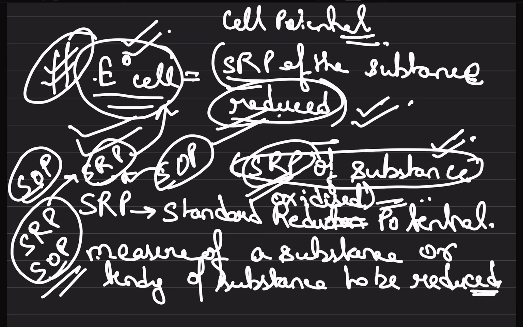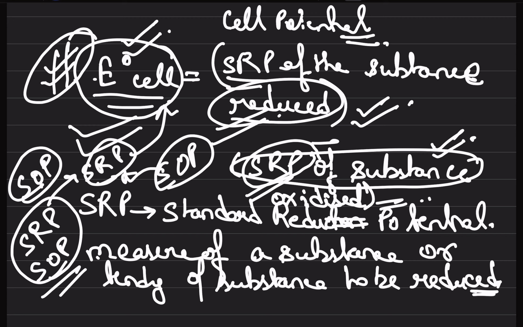So this is a very common mistake which we make: we don't have to subtract the standard oxidation potential, we have to subtract the standard reduction potential. We have to change it to standard reduction potential, and then we will do the necessary things.